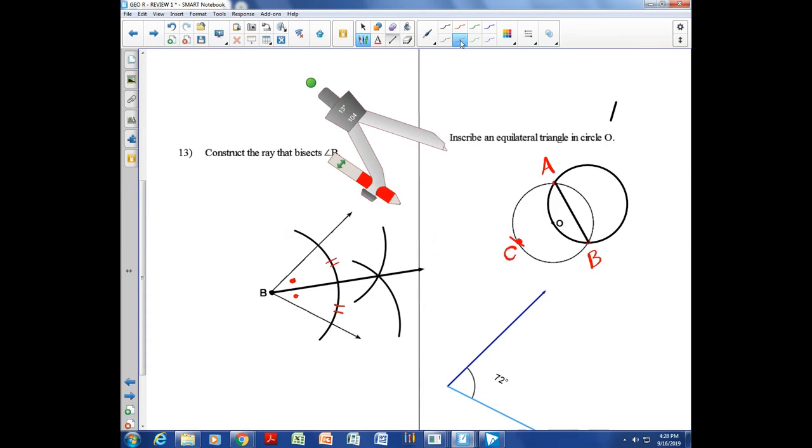And now the final step is to put my straight edge down and connect A to C and C to B. And there we have inscribed an equilateral triangle into a circle. And that concludes the review for exam number 1.